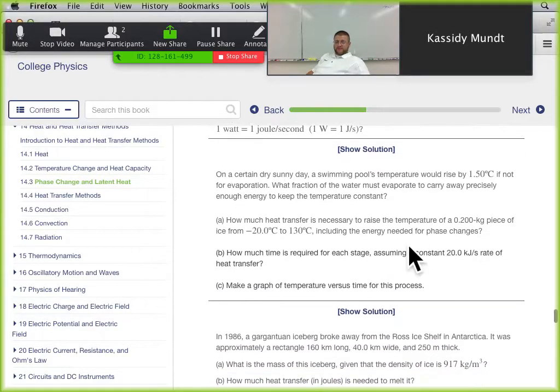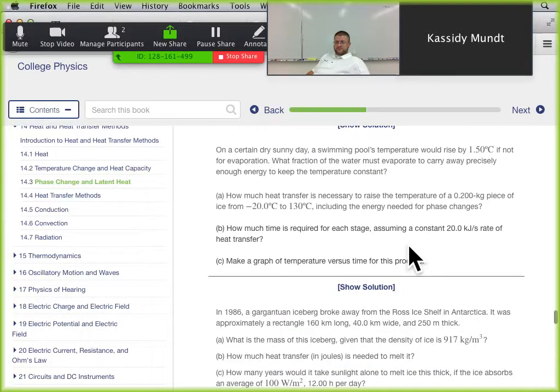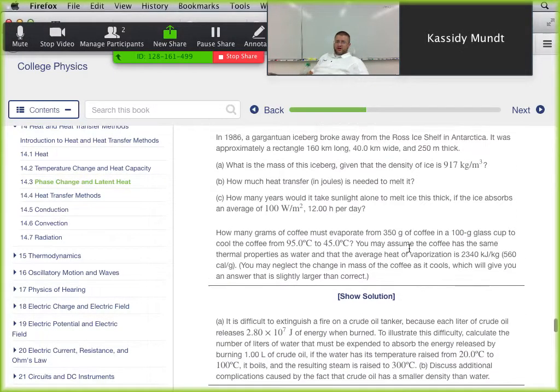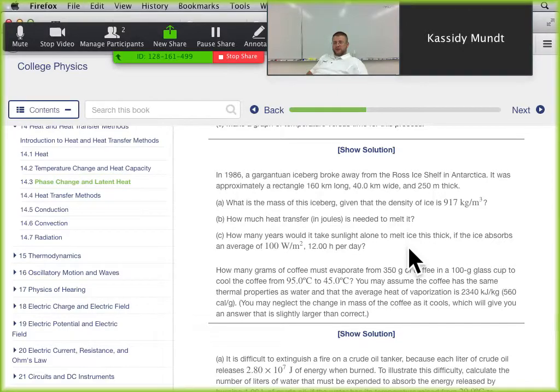What else did we do here? There was one that was about a 1986 gargantuan iceberg. The gargantuan iceberg. Yeah. Now they would say ginormous or something like that. Anyway. It's like the size of Rhode Island. Anyway, so that's the gargantuan iceberg problem.